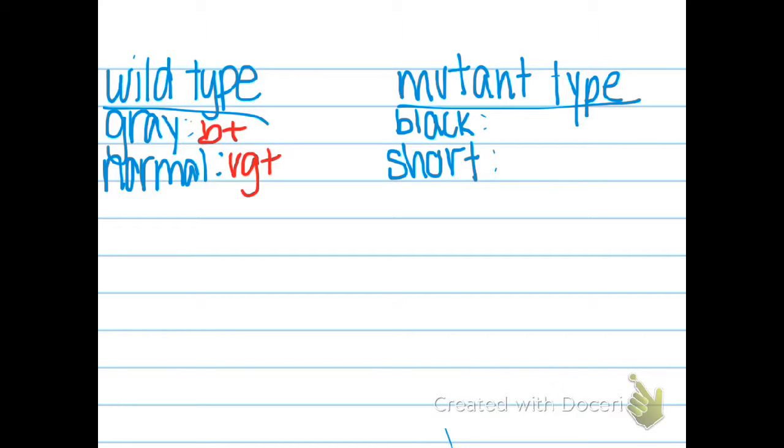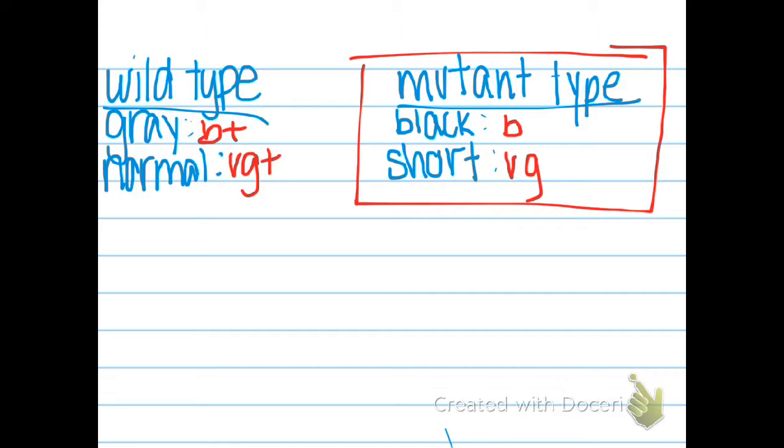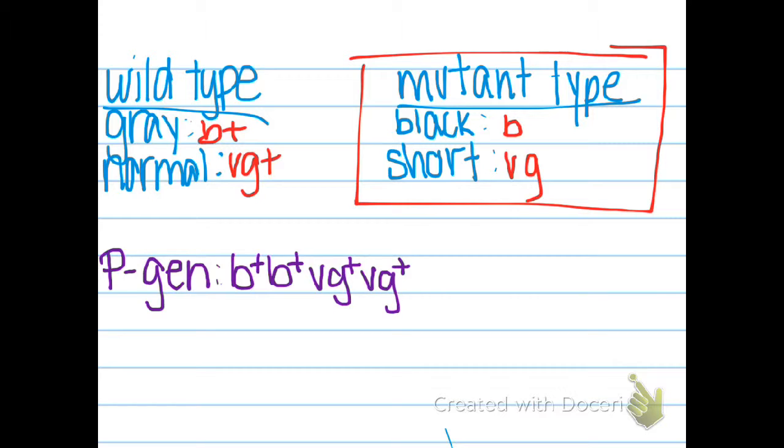He crossed those wild-type flies with a mutant type of fly, which had black bodies, represented as just B, and short wings, represented as just VG. These mutant traits are both recessive to the dominant traits. The P generation would be shown as B+B+ VG+VG+ times the mutant type, which is BBVGVG.